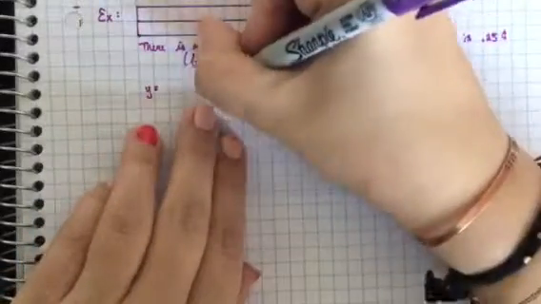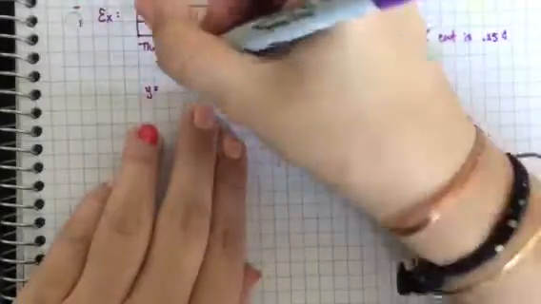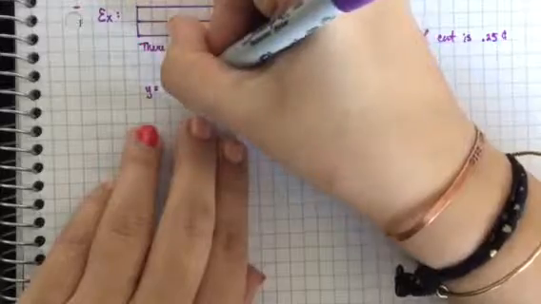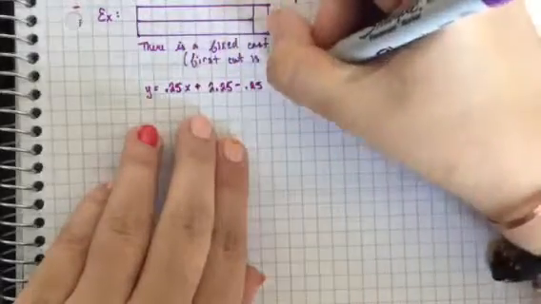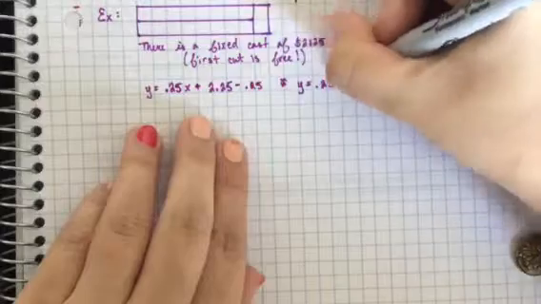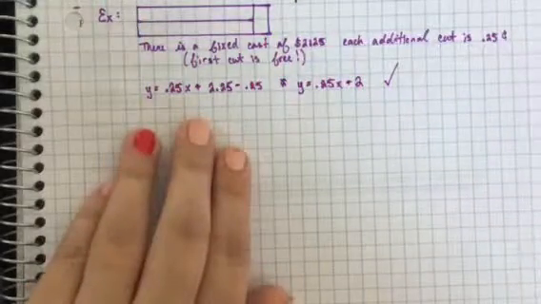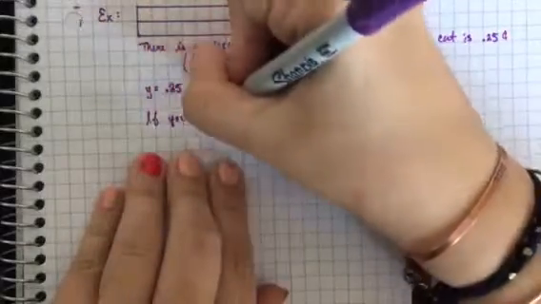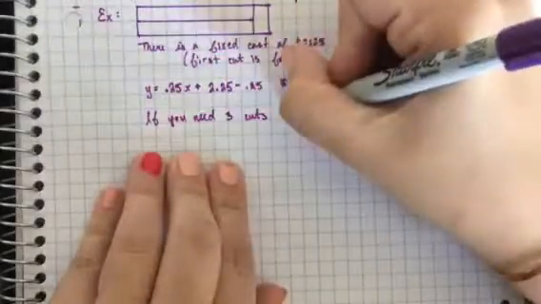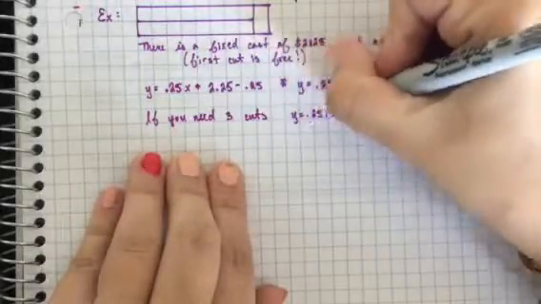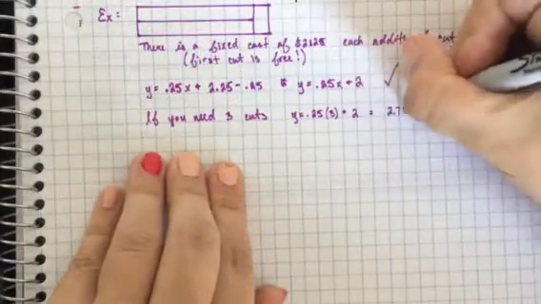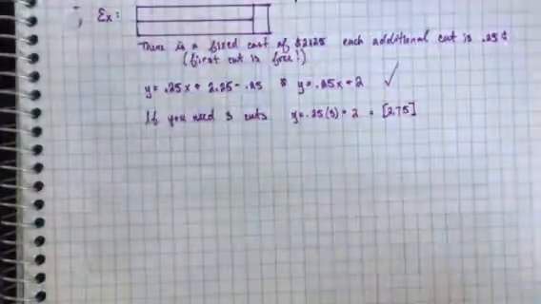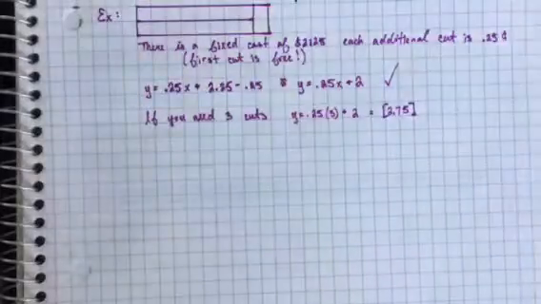So thinking about my variables and what I've been given, I have $2.25 as a constant cost and 25 cents as the cost per cut. But I also need to take away that first cut, which is an additional 25 cents. So when I simplify that expression, I'm getting y equals 0.25x plus 2, which is y equals mx plus b, so my slope would be 25 cents per cut, and my intercept would be 2. So if you need 3 cuts, you're going to get 25 cents times 3 cuts plus 2.